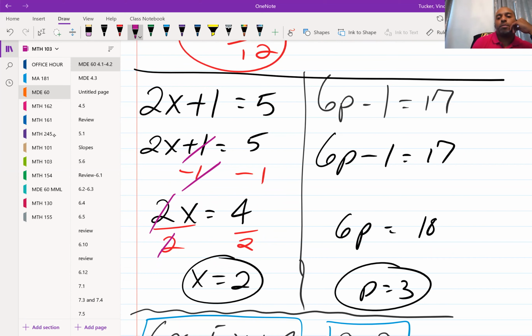Okay, on the right, we have 6p minus 1 equal to 17. This time we'll add 1 to both sides. 1's cancel, leaving me with 6p equal to 18. Divide by 6. 6 is canceled on the left, leaving me with p equal to 3. 18 divided by 6. All right, any questions?